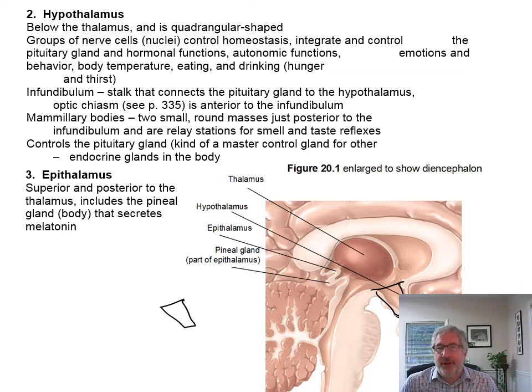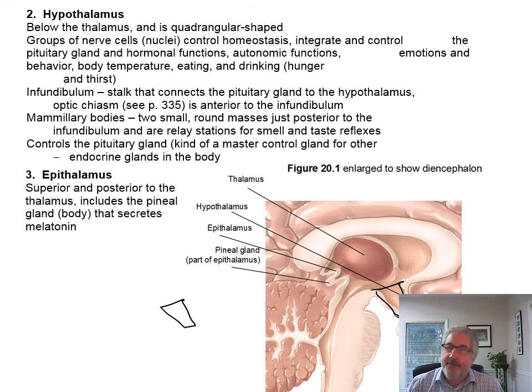It helps control hormonal functions, autonomic functions, emotions, behavior, body temperature, eating, drinking, hunger and thirst. Pituitary gland is involved in lots and lots of different things, and so the hypothalamus is involved in lots and lots of things. The epithalamus is superior and posterior to the thalamus. It's somewhat superior to the hypothalamus, at least, and it includes the pineal gland. It secretes melatonin, so that's supposed to help you go to sleep.